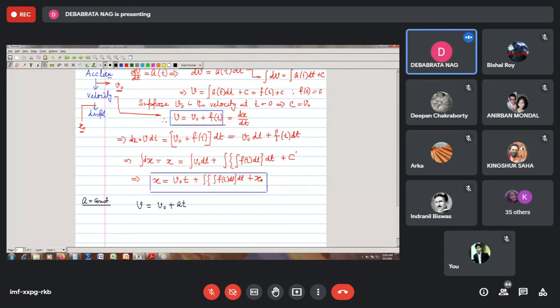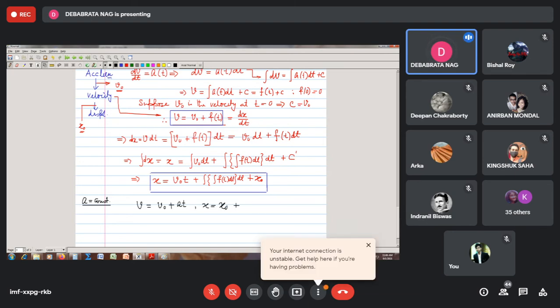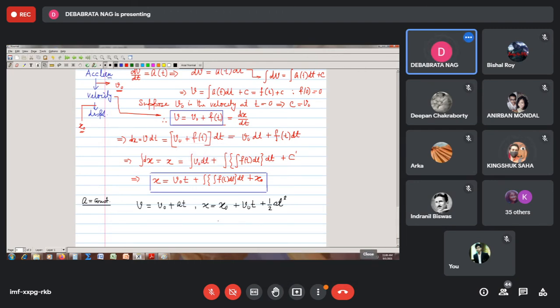How is it coming? You just put a in place of the acceleration, and since it is constant, a will come out of the integration, so it will be a into integration dt, and that is nothing but at. Therefore the initial velocity, if it is v0, then v becomes equal to v0 plus at. And similarly x equals v0 t plus half a t square, correct? So I think it's very simple to get these expressions.